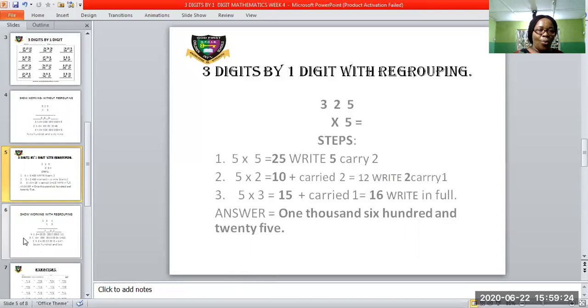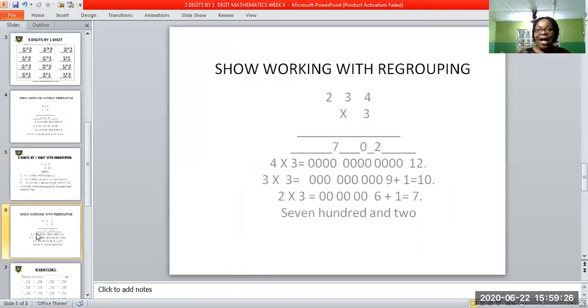Now, the working is as simple as the first one we've done. 4 times 3 is 12. Write 2. Carry 1. 3 times 3 is 9, plus carried 1 is 10. So, write 0 and carry 1. Cross 1 over. Yes, 3 times 2 is 6, plus 1 that you have carried will give us 7. So, when you are asked to show working, make sure you know what to do.